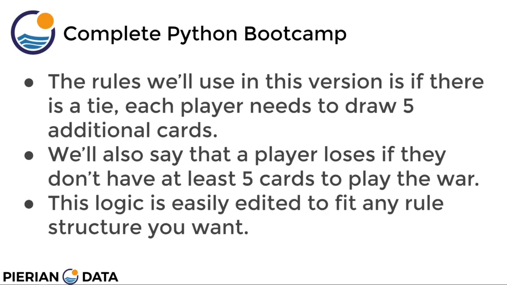As a quick note, we're going to be playing with some special rules, and that is that in this version each player needs to draw 5 additional cards if there is a tie. So when a war does occur, we'll go ahead and add another 5 cards from the deck. A lot of times people use 3, but the reason we're going to up it to 5 is just to make sure the games don't last too long. The lower that number is, the longer the games are going to last, and sometimes they can last thousands and thousands of turns. So the higher the number, the faster the simulation will go.